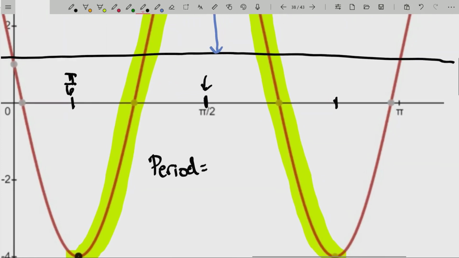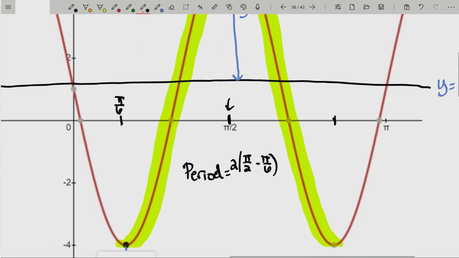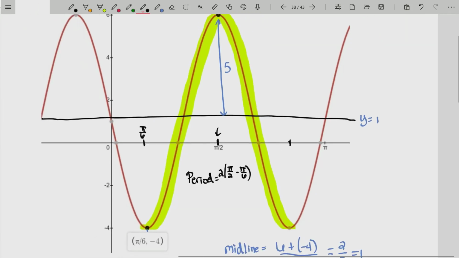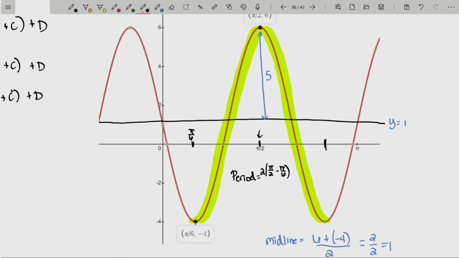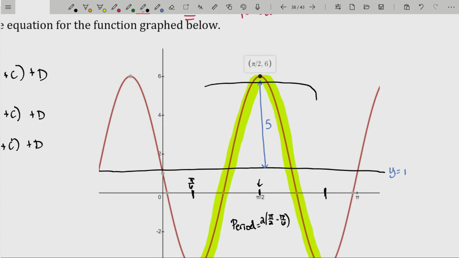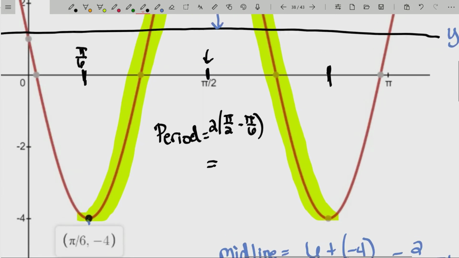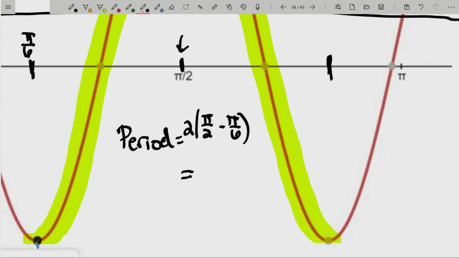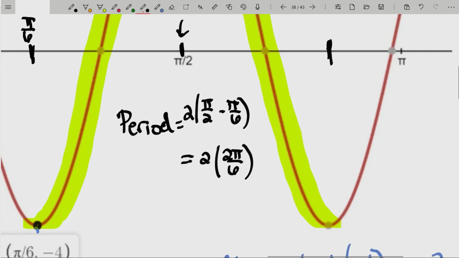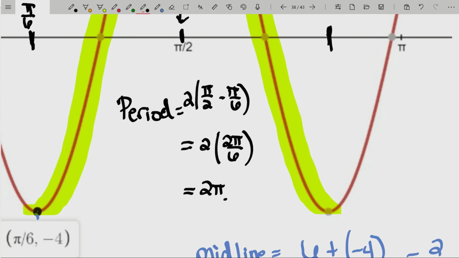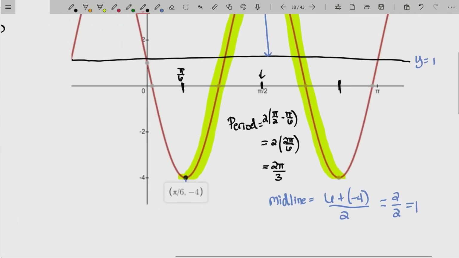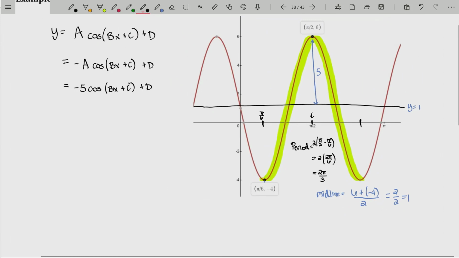So let's go ahead and find that distance. Pi over 2 minus pi over 6, and we're going to double it. And we're doubling it because you want to get all the way here. That distance from here over to here is the period. So we want that full distance. Pi over 2 minus pi over 6 is 2 pi over 6, which is pi over 3. So this is a 2 pi over 3. That's our period, not b, but our period.